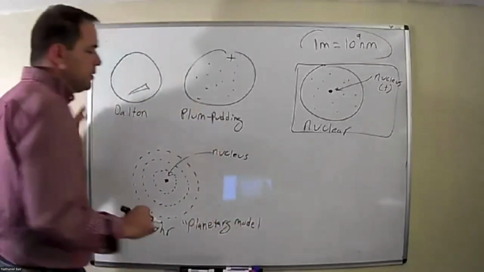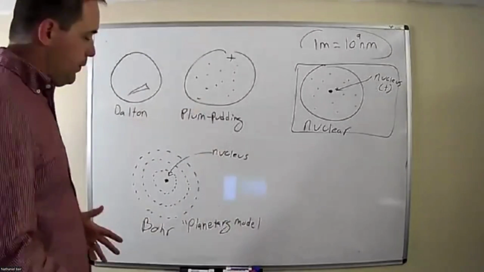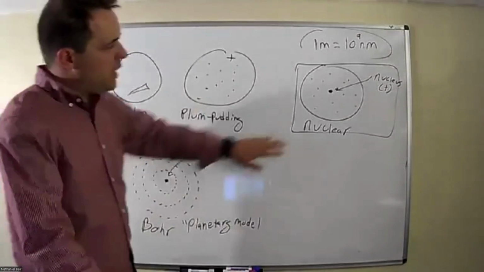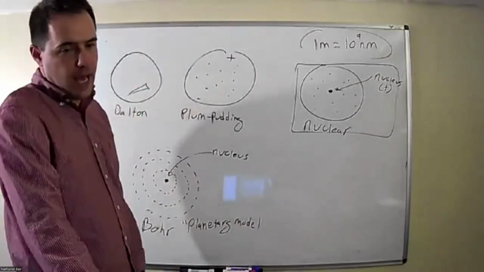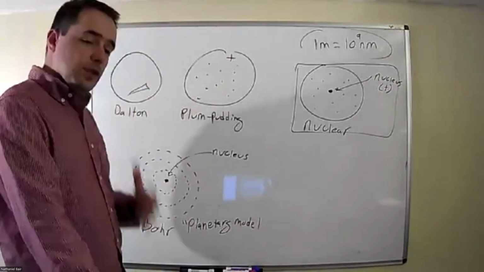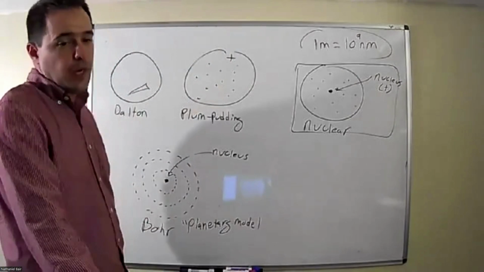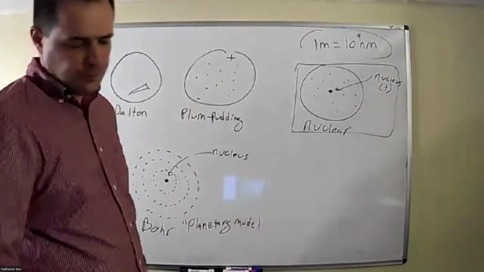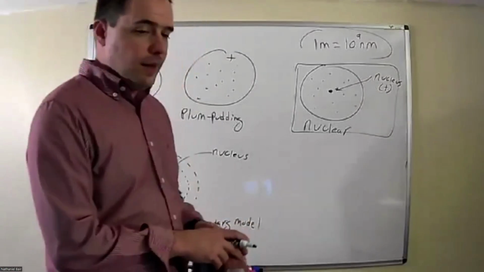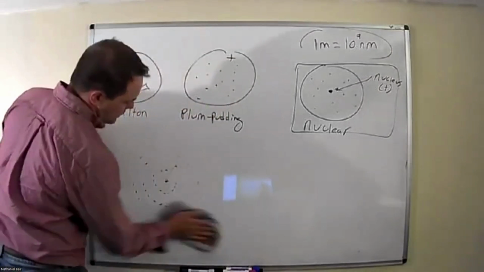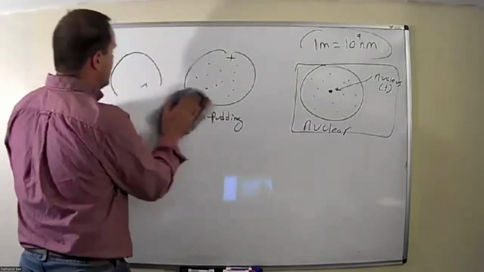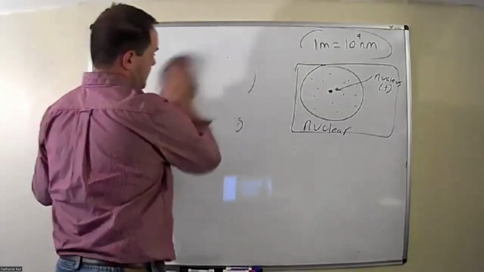So I'm going to talk about how does Bohr figure this out? How does Bohr figure out that electrons can't be anywhere, that electrons can only be in specific regions around the atom? Well, what he does is he uses something called atomic emission spectroscopy. And here we go, folks. This is some heavy stuff. This is the beginning of quantum mechanics.